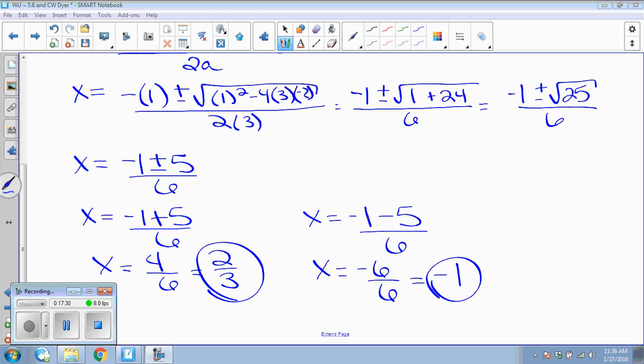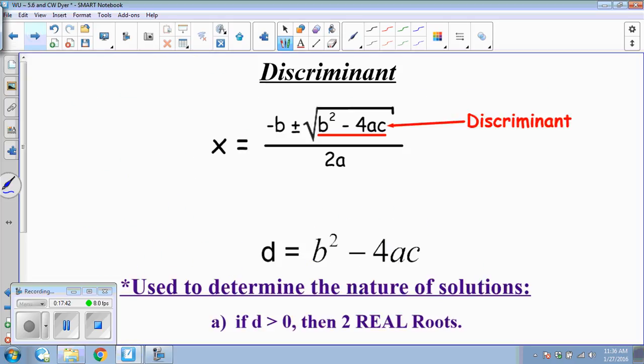Now, just doing that doesn't tell you what the solutions are, but it can tell you how many solutions you're going to have and what kind they're going to be. Okay? That's called the discriminant. This piece underneath the square root, b squared minus 4ac, is called the discriminant.